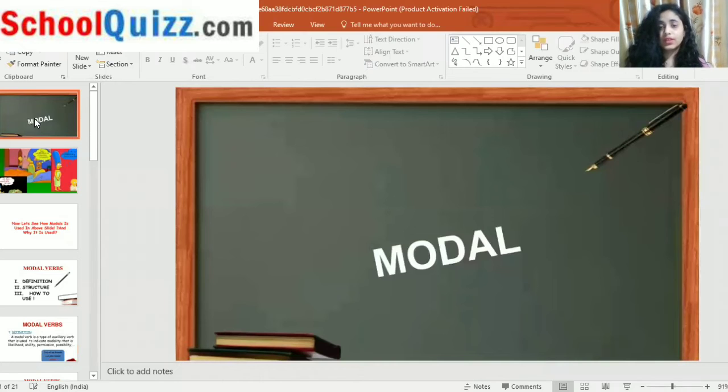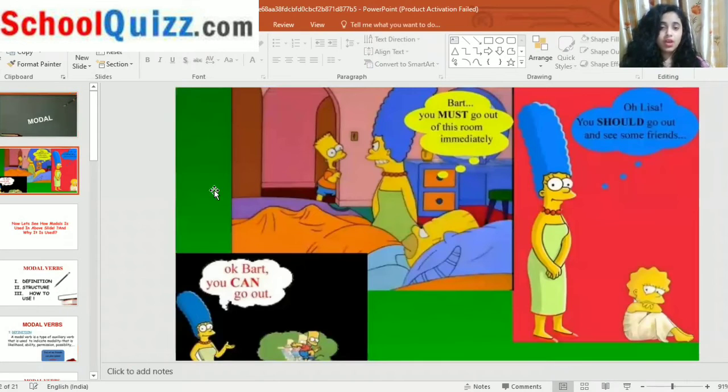So let us begin with what is a modal. Modals are nothing but the words which we use, like were, would, must, should, shall. These words are included in the modals. These are called auxiliaries, without which a sentence could not function. Okay. So, see some examples.